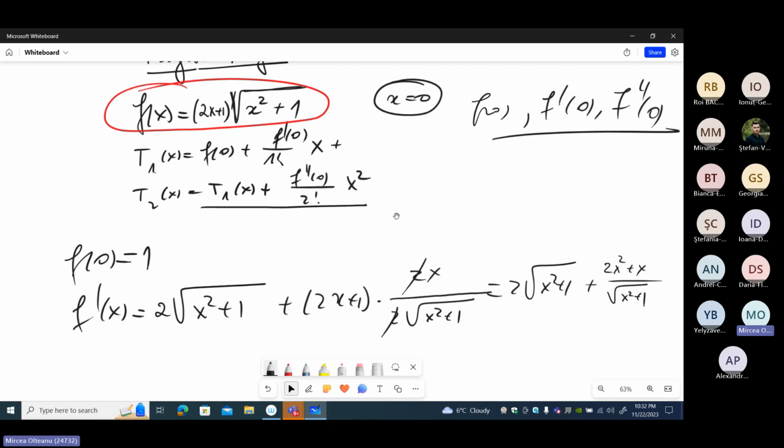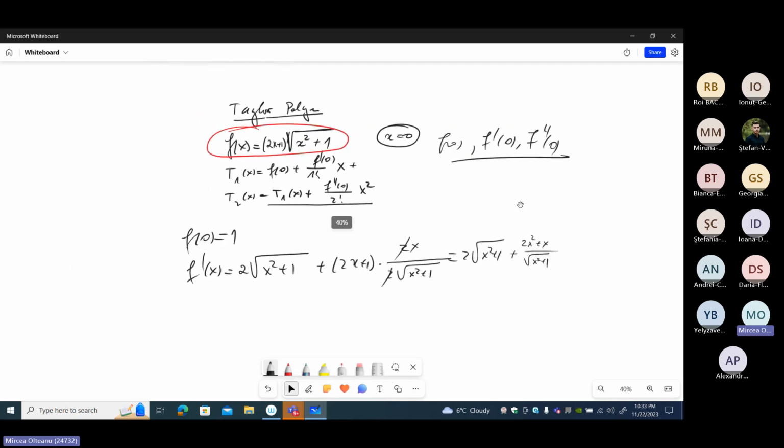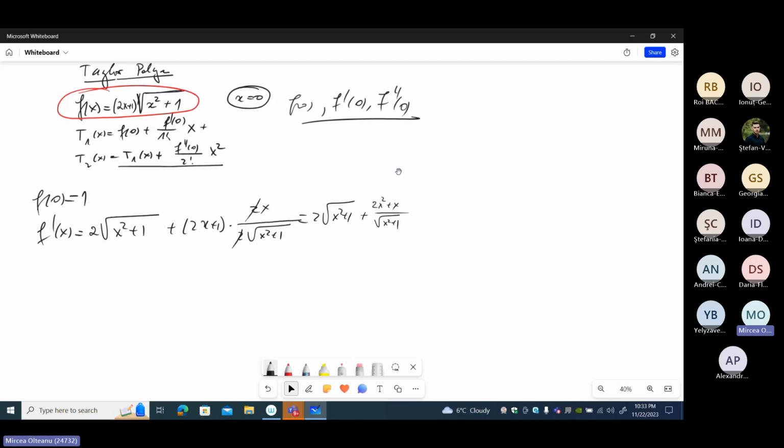Let's do it again. Every derivative must be computed twice at least. So the function is this one. 2 times root of x squared plus 1, plus 2x plus 1 times 2x over 2 root of x squared plus 1. Okay, so it is this one plus, here we simplify by 2 and we get 2x squared plus x over the root. Okay. So f prime of 0 is 2.